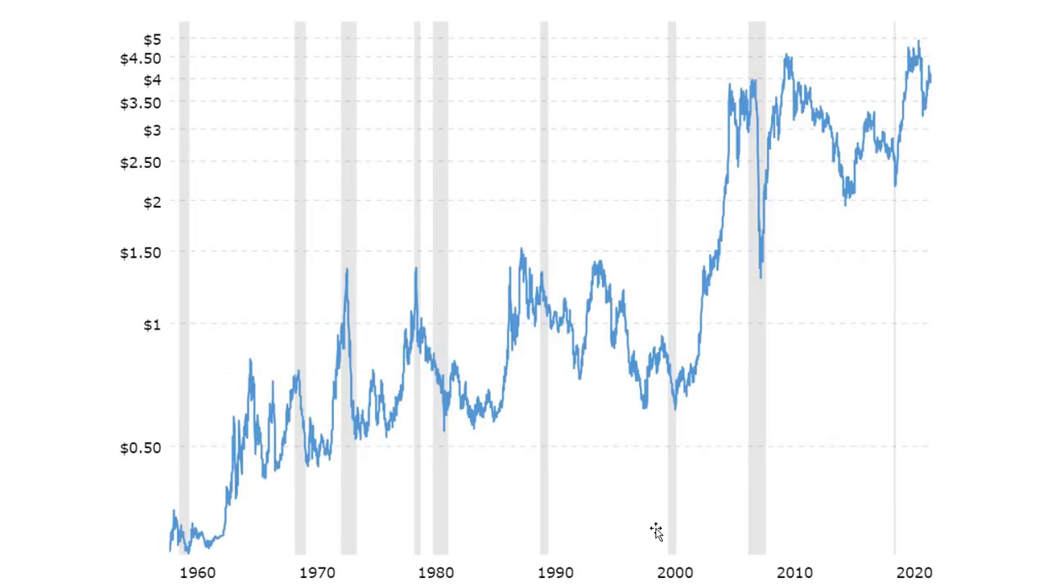This graph is the historical copper price, and we'll be using it a little bit throughout this video and referring back to it. So we'll go into a little bit about the pros and cons of copper.